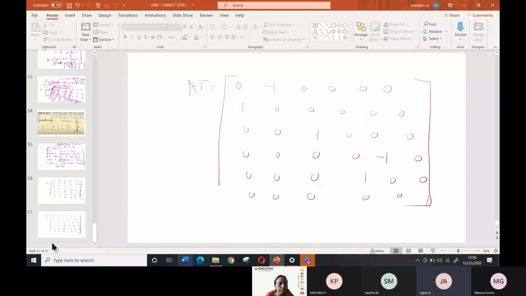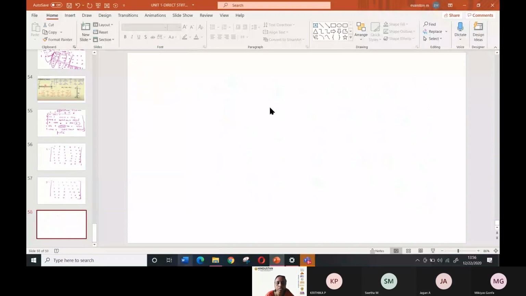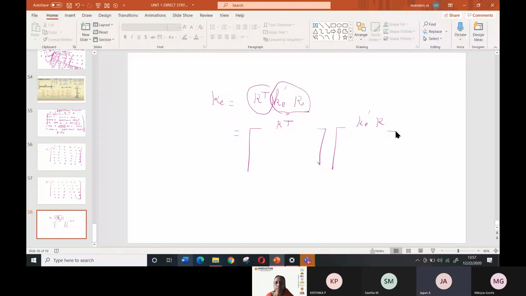Then now what you have to find out is K is equal to R transpose K element dash into R. So yesterday we found out this value. Now you know the value of R transpose. Just write that one, pre-multiplied by R transpose. So first you have to write R transpose, then you have to write KE dash R, that we have found out yesterday. Can you do it? And tell me the final answer.